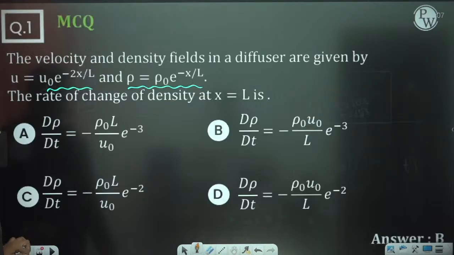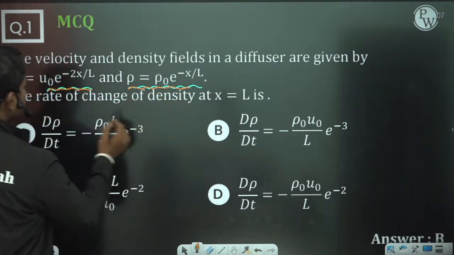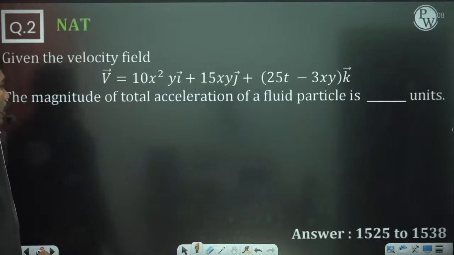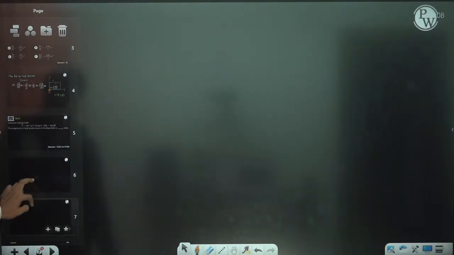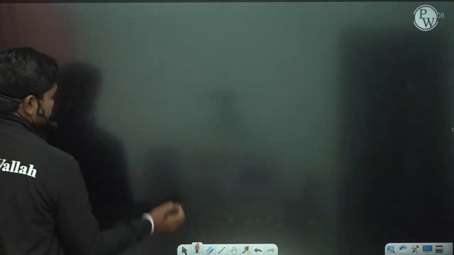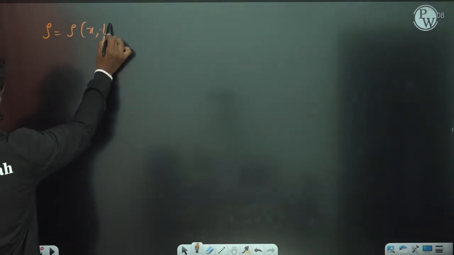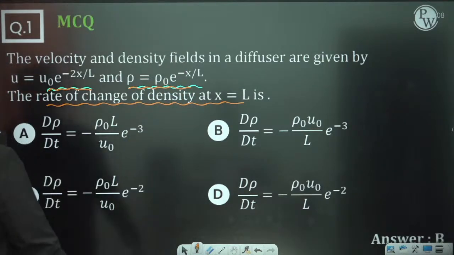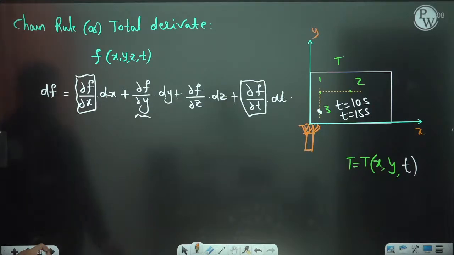What they are asking you is, they have given this velocity profile and also this density profile. They are asking you the rate of change of density at x is equal to L. So how will you calculate this rate of change of density at x is equal to L? Just a second, let me take one more slide. So you know one thing, this density depends upon x and also time, correct? Because you have seen in this density there is involvement of x actually, and of course the rate of change of density is nothing but d rho by dt.